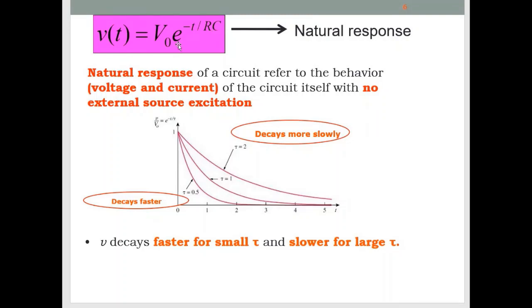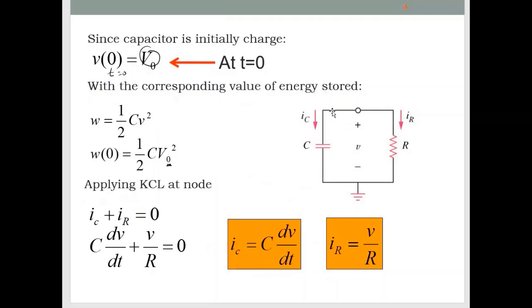From these equations, this is what we call the natural response of the RC circuit. This is the description of the natural response: the behavior, voltage and current of the circuit itself with no external source excitations. So during t more than 0, there's no excitation here, no voltage or current source, and this is the natural response of the circuit.